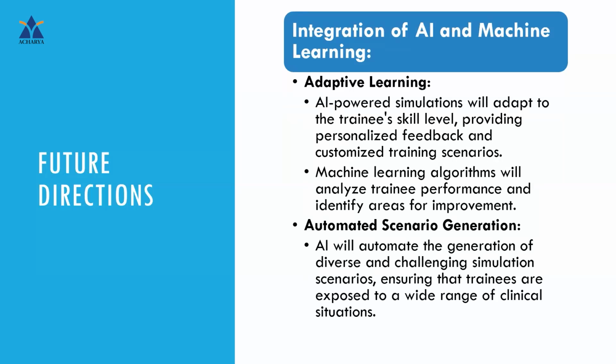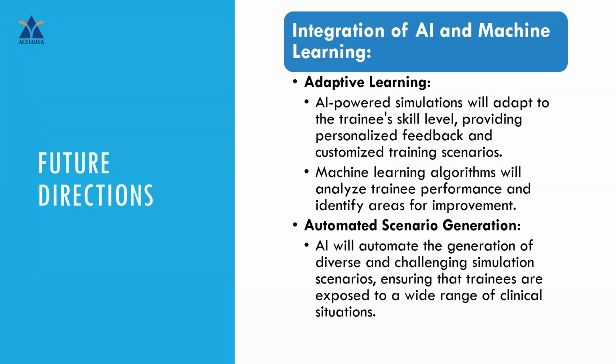Next is integration of artificial intelligence and machine learning. So basically, you can use artificial intelligence for adaptive learning. So these AI-powered simulations will assess the trainee's skill level, and then it will adapt to that person's skill level. So it will provide more personalized feedback and a customized training scenario. So machine learning algorithms will analyze the trainee's performance, and then identify areas where the trainee needs improvement. So in that area again, you can train the person again.